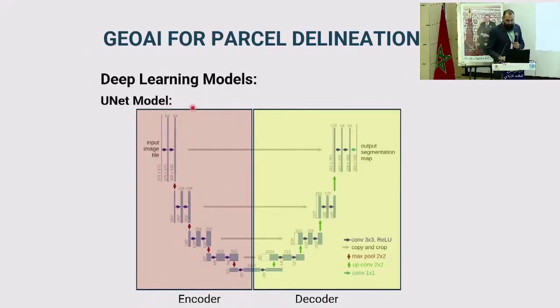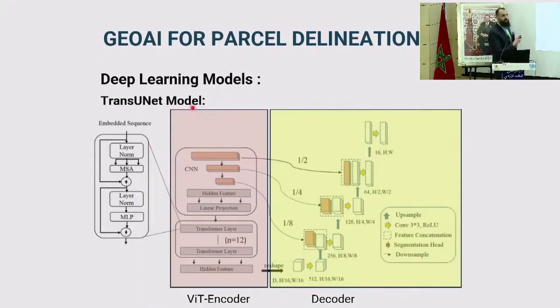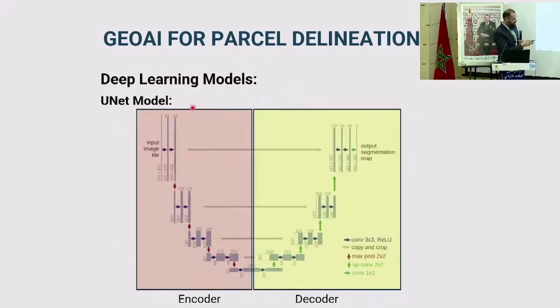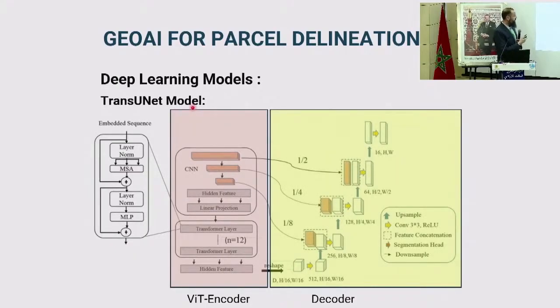The second one is TransUNet. Just to tell you that it is based on the famous logic of GPT, which is transformers. So we have a visual transformer encoder, and we have a decoder. It is similar to the encoder-decoder logic, but the researchers who provided this model adopted the same logic while introducing visual transformers.